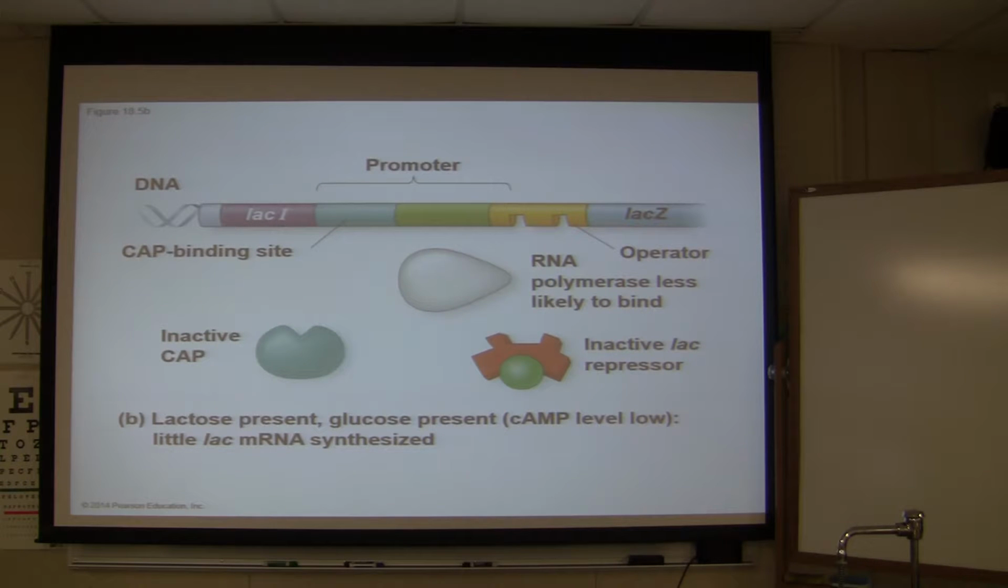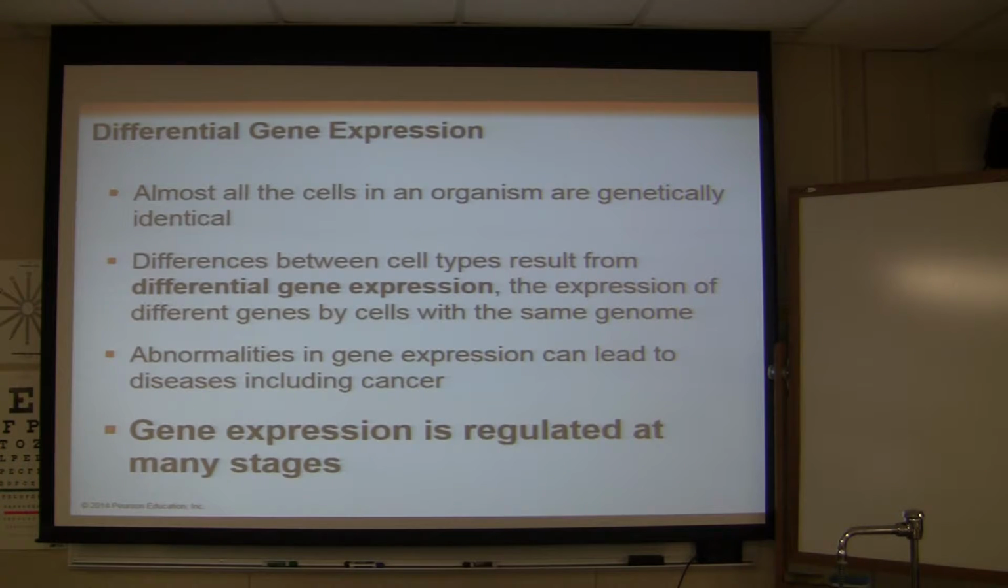And here is the bigger picture. I said cyclic AMP, and lac repressor is synthesized. So this will not attach. The RNA polymerase does not attach to the promoter and move along the gene. So no protein is needed because there is enough glucose molecule and lactose in the cell.